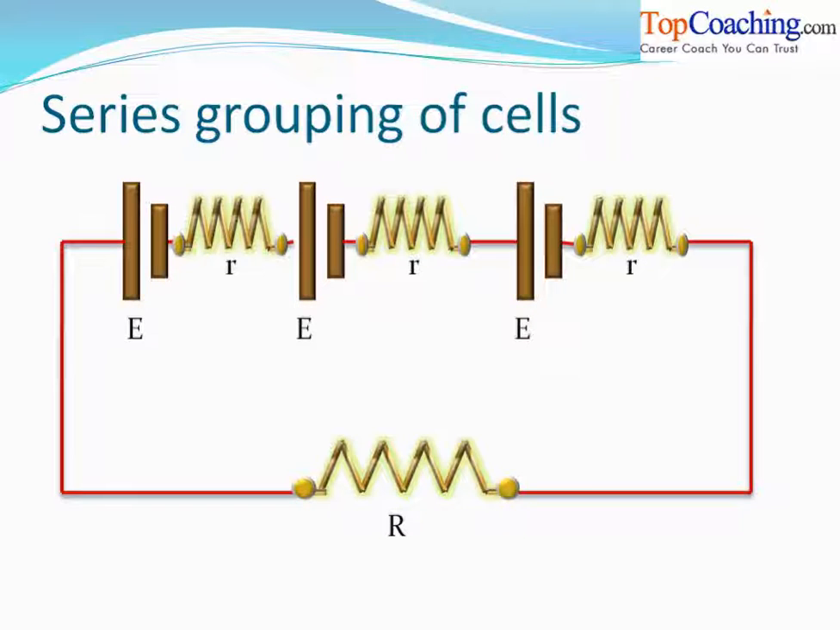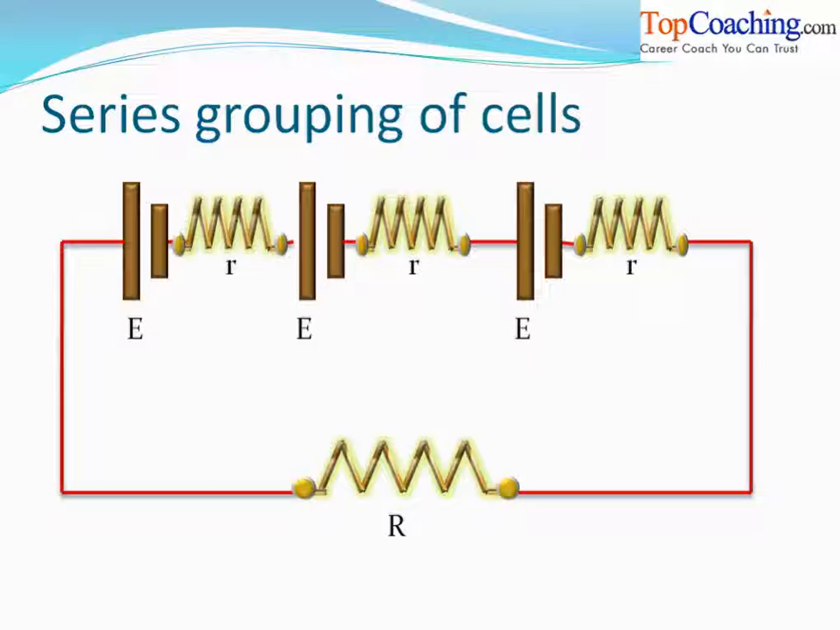You can see that each battery here has an internal resistance small r. And you can also see there's an external resistance capital R connected in the circuit. Now, if you had to replace all the 3 batteries here with one single battery, and all the internal resistances with one single internal resistance, then what would be the value of that one single battery and that one single internal resistance? That is what we intend to calculate here.